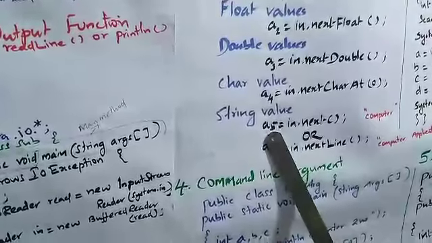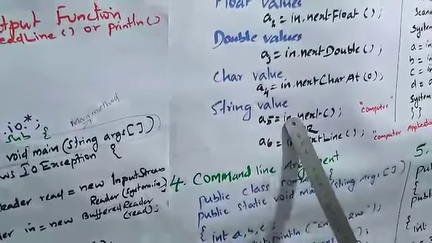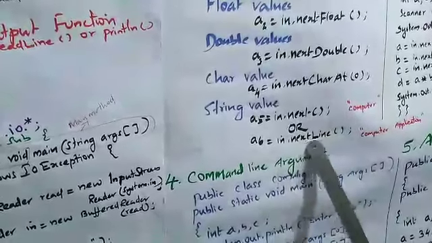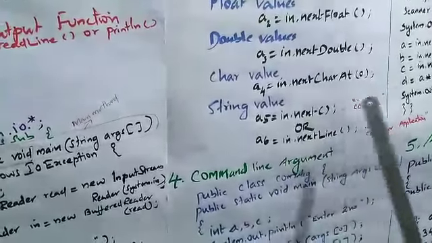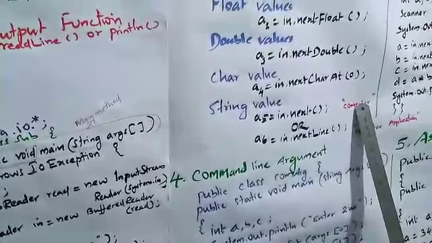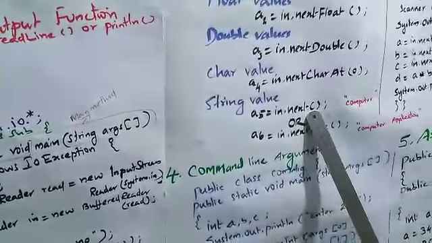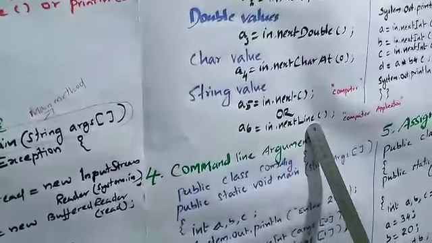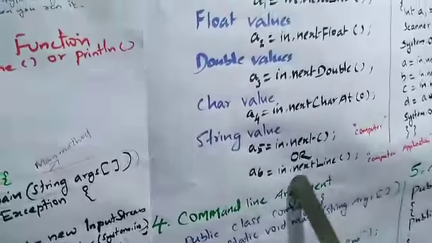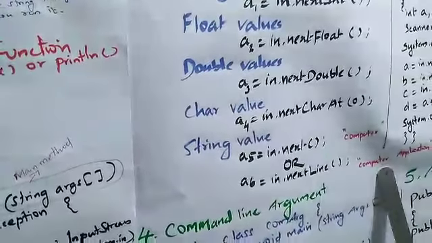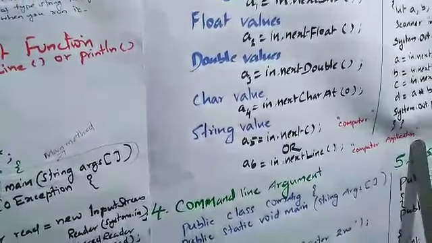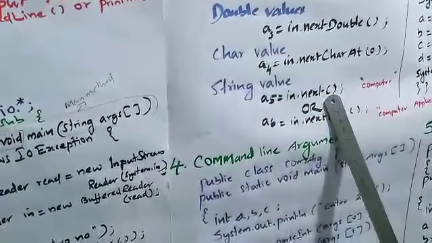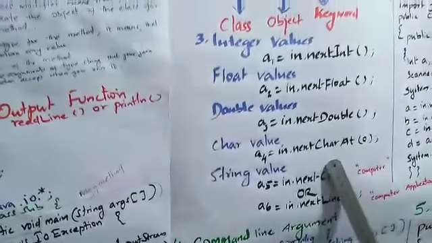In string, suppose A5 is equal to in.next(), or you also can write in.nextLine(). In.next is for one word. Suppose you have to accept one word, you have to use in.next. Suppose you have to accept two words, in.nextLine. Suppose I have to accept computer application, what will I write? In.nextLine. Suppose I have to write computer, what will I use? In.next. So in this way use the scanner class.